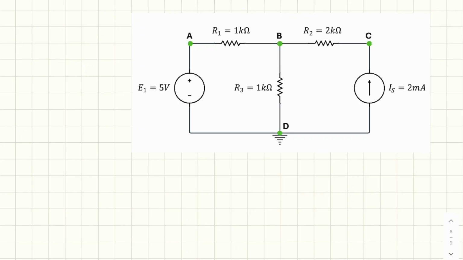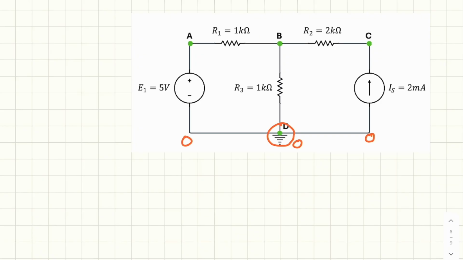We first have to mark a point where the potential is 0. It means we have to decide the reference potential. In this question, we say D is the reference potential. It means the potential here is 0. So this is 0 and this is 0.